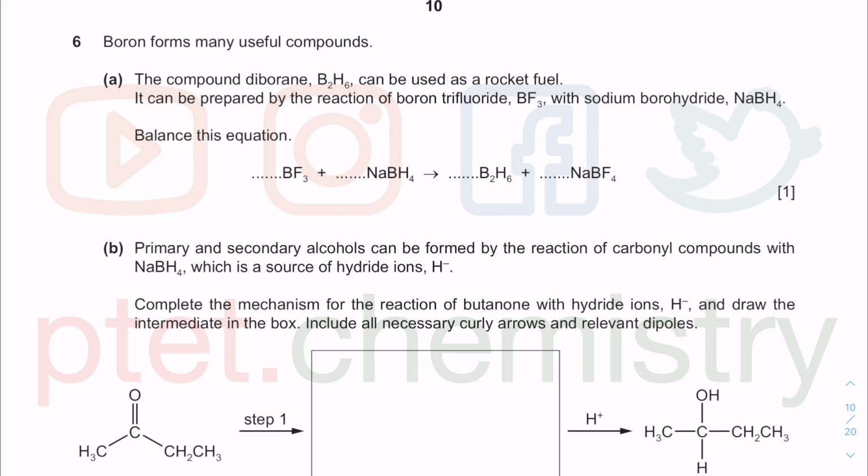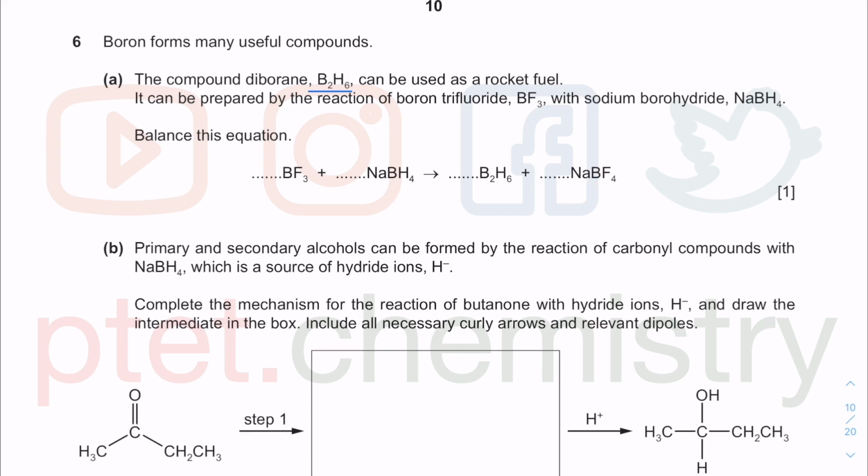In this next question, we have this boron chemistry. So this compound called diborane, B2H6, can be used as a rocket fuel. You react this BF3 with sodium borohydride. We just need to balance this equation very quickly. You have boron here and you have boron here. So you have 2 borons and another boron here.